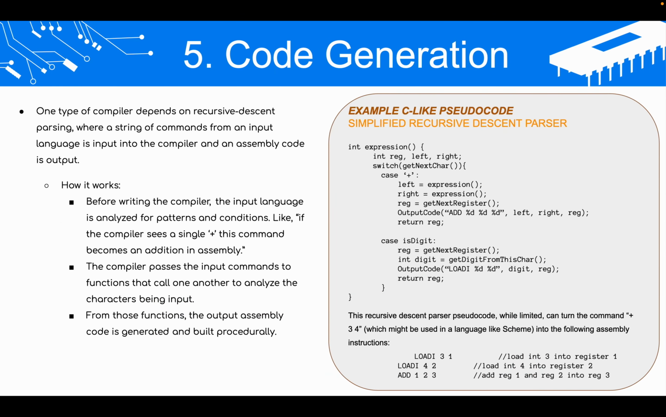So for code generation, one type of compiler depends on recursive descent parsing, where a string of commands from an input language is the input into the compiler, and the assembly language is the output. This works by, before writing the compiler, the input language being analyzed for patterns and conditions. The compiler then passes the input to functions that call one another to analyze the characters being input, and from these functions, the output assembly code is generated and built procedurally.